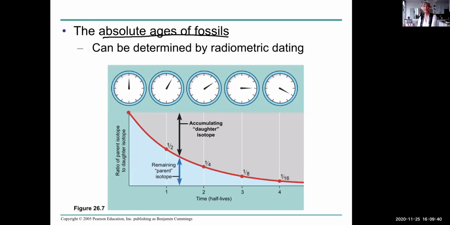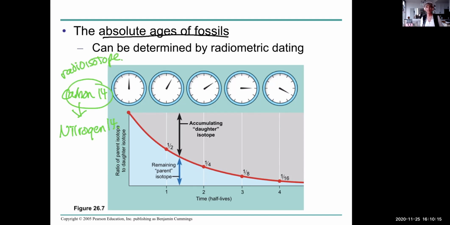However, you can get the absolute age by radiometric dating from the half-life of certain molecules. Isotopes decay into something else. Carbon-14, for example, decays into nitrogen, which is already 14. It's the main isotope of nitrogen. But carbon-14 is a radioisotope, so it will decay into nitrogen-14 because a radioisotope is unstable.